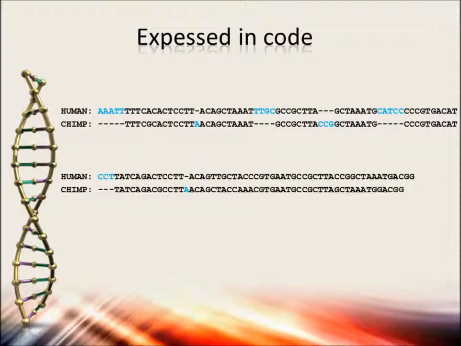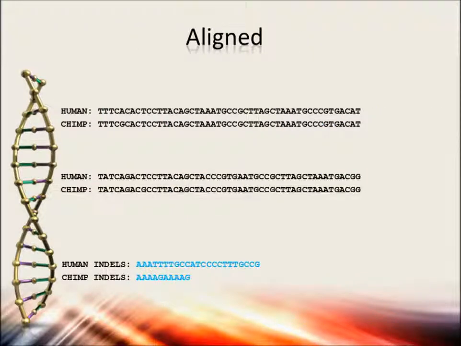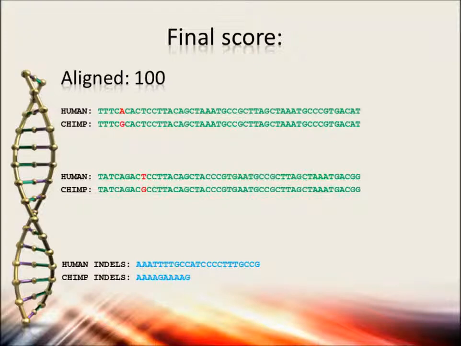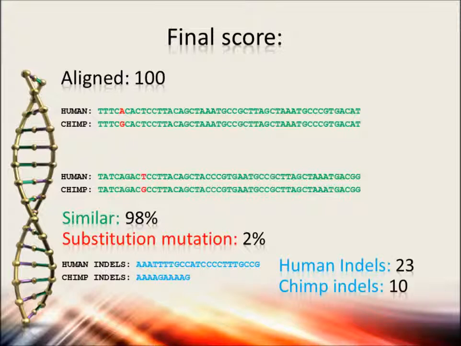We can express this in code, and computer programs can do this operation very quickly. In this example, we got 100 base pairs aligned. The result is that 98 of these base pairs are similar, so only 2 of them differ. And since we have 100 base pairs aligned, we can just put a percentage sign behind it in this example. But to get to that answer, we have first removed 23 indels for the human DNA and 10 indels for the chimp DNA. Remember, indels are always different. So in reality we have an average of about 16% extra difference for this example.